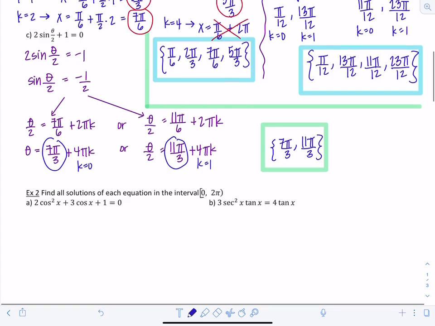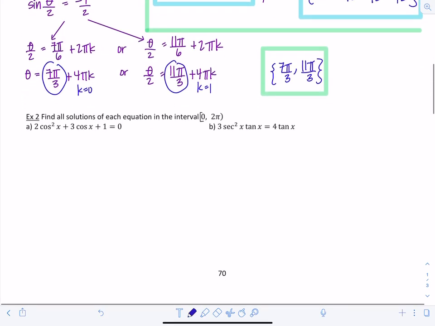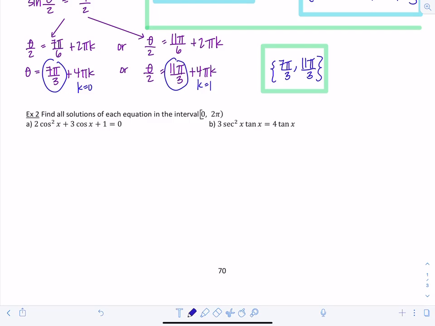So here we have, for example, A, 2 cosine squared x plus 3 cosine of x plus 1 is equal to 0. Now notice this is a quadratic equation, right? So let's see if we can factor it. If we can't factor it, then we have to use the quadratic formula, but hopefully it'll factor. So let's see. 2 cosine x times cosine x would give me 2 cosine squared x. And then the last term's a 1. And both of these should be positive, and I'll get a middle term of 3 cosine x.